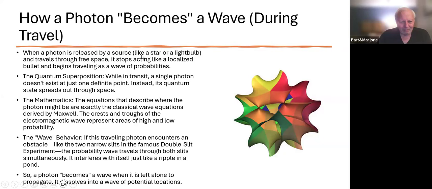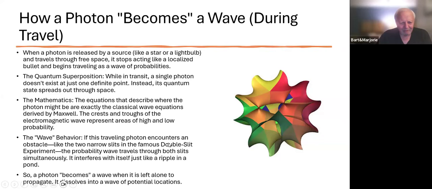So when a photon's released by a source, like a star or even a light bulb, and it travels through free space, it stops acting like a localized bullet and begins traveling as a wave of probabilities. While in transit, a single photon doesn't exist at just one definite point. Instead, its quantum state spreads out through space. So the equations that describe where the photon might be are exactly the classical wave equations derived by Maxwell. The crests and troughs of the electromagnetic wave represents areas of high and low probability.